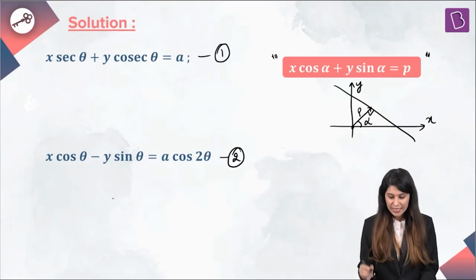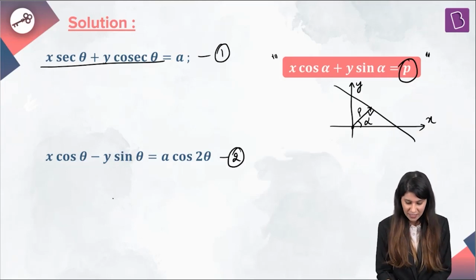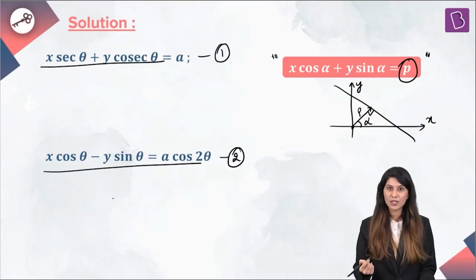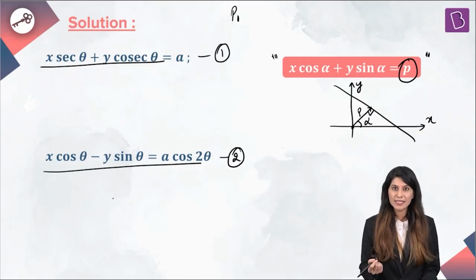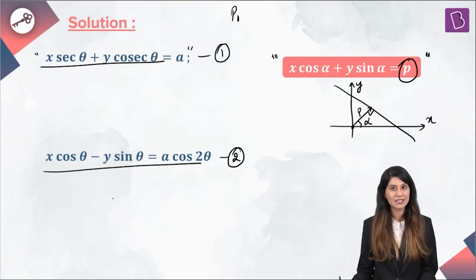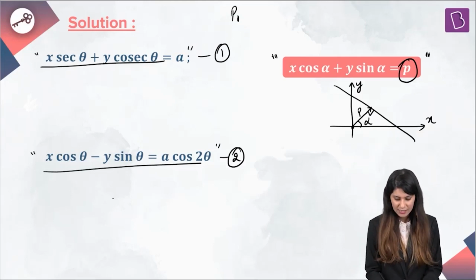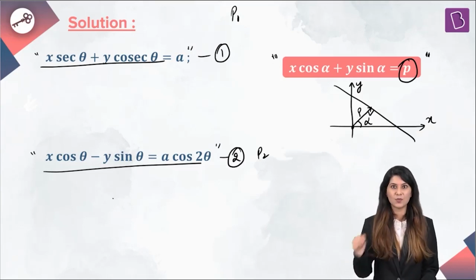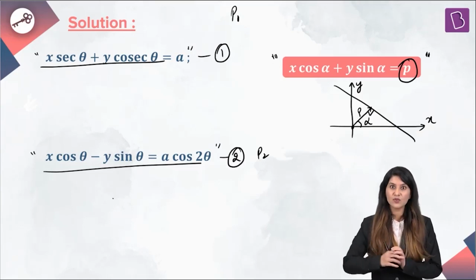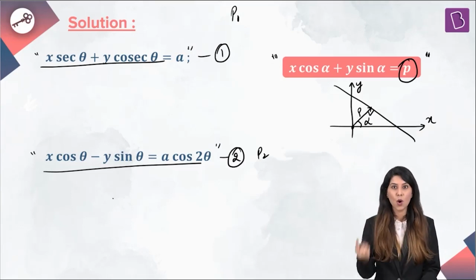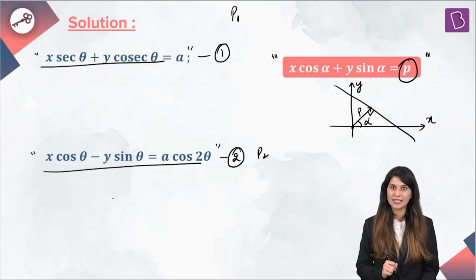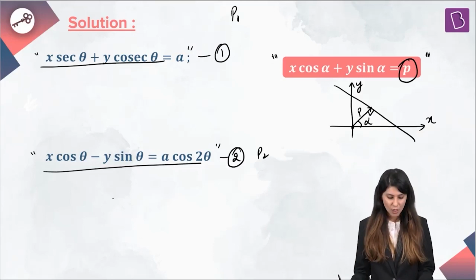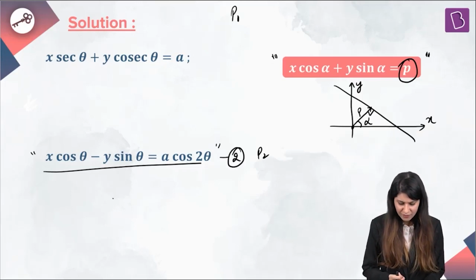Now, the idea is to calculate the P of this equation and this equation, because as per the question, P1 is the perpendicular distance from the origin to this line. And P2 is the perpendicular distance from the origin to this particular line. So here we are trying to convert both the equations into normal form and then calculate P, the perpendicular distance from both lines. So P1 will be the perpendicular distance of the first line and P2 will be of the second line. Got it? Now, let's focus on the first line.